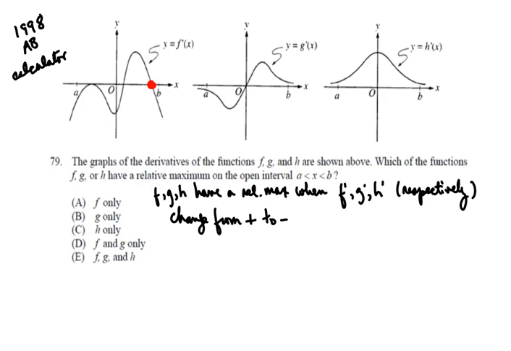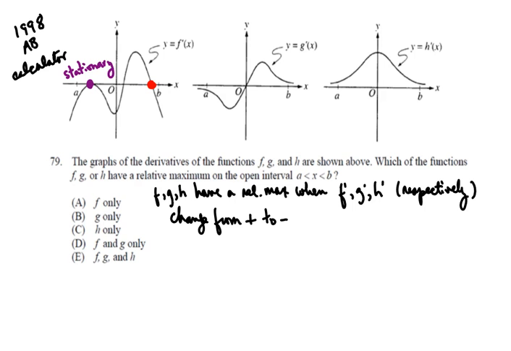We can see on the graph of f prime of x that there is only one change from positive to negative that occurs near b. The other ones near a, it goes from negative to 0 to negative, so that is not a relative max or a relative min. We would call that a stationary point, but it is neither a max or a min.